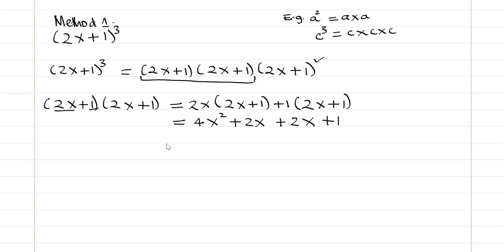And then we simplify by collecting the like terms. The term in x squared is only 1, which is 4x squared. 2x plus 2x, these are like terms, so we shall add 2x and 2x, and that gives us 4x. 1 is a term independent of x in this case, so it is a term alone, so plus 1.